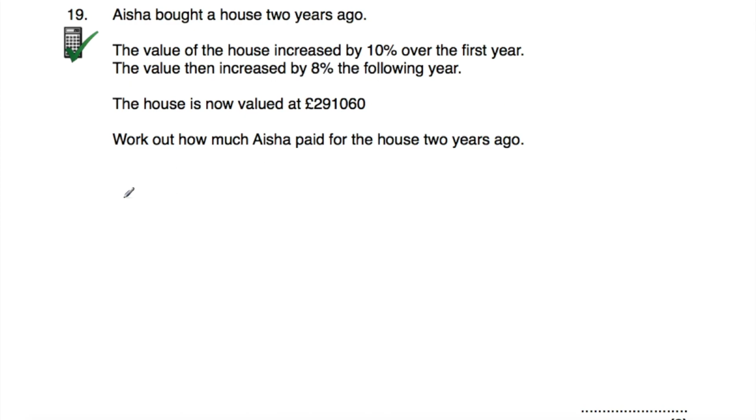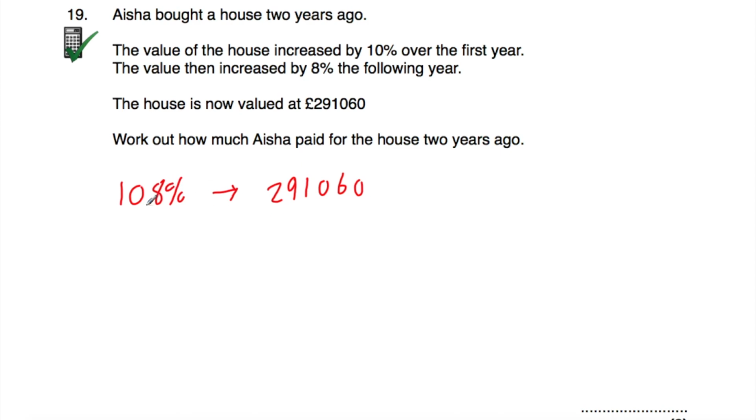We need to work backwards because it increased by 10% and then increased by 8%. We need to go backwards and find out how much it was before the 8% increase and then before the 10% increase. So over the last year it increased by 8%. So let's find out how much it was worth last year. It's now worth £291,060, and it's increased by 8%, so that's 108%. So 108% is equal to £291,060, and this is to find the price of the house last year.